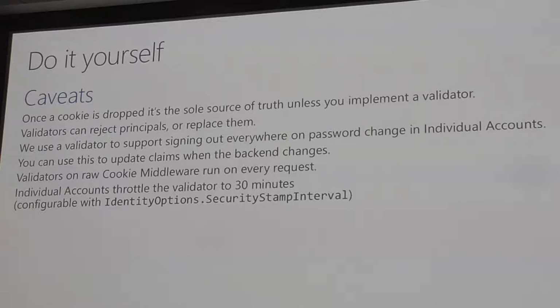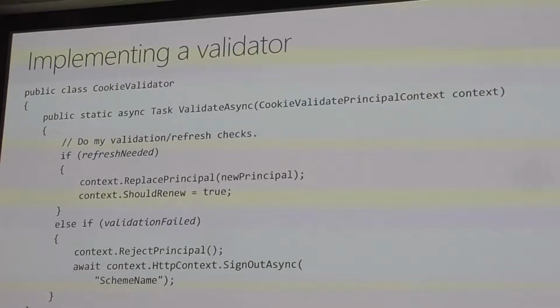So you wire up a validator. And we use this validator within ASP.NET Identity to support things like sign out everywhere. And we check it about every 15 or 20 minutes. And you can use it to update claims from your backend changes. And they run with every single request. It's up to you to do throttling, because I'm pretty sure you don't want to go talk to your database on every single request, because that's going to be a scalability nightmare. So these things are reasonably easy.